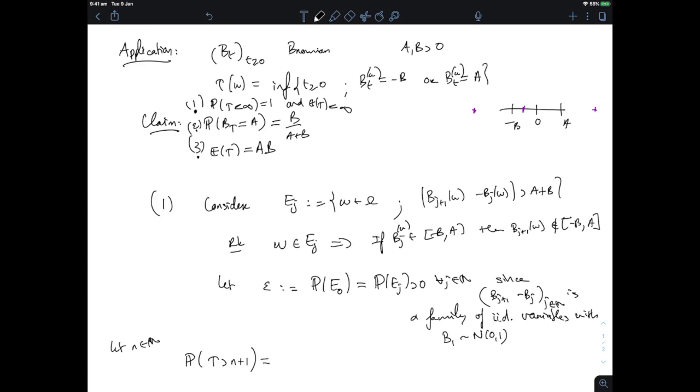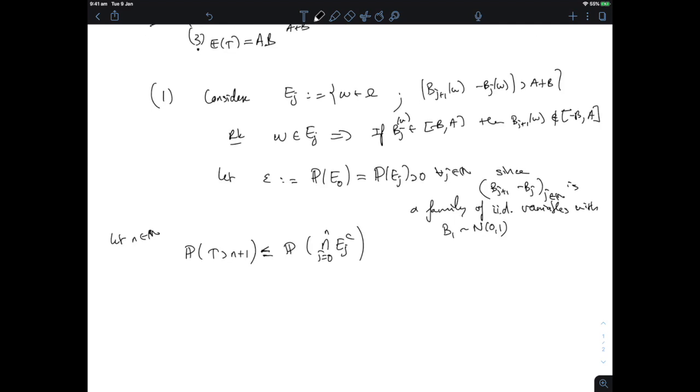So this probability is certainly smaller than the probability of the intersection of the complements of the E_j. If you were to be in any of these E_j, then you would exit between time j and time j plus 1. So if you haven't exited by time n plus 1, that means you've never been inside one of these E_j. And by you, I mean the omega, and you're not in the set of measure 0 where the Brownian motion is discontinuous.